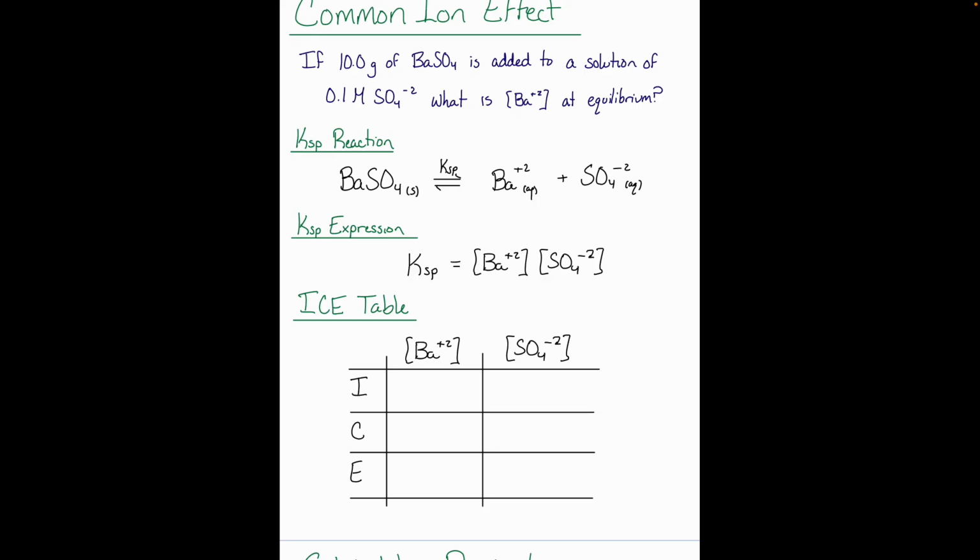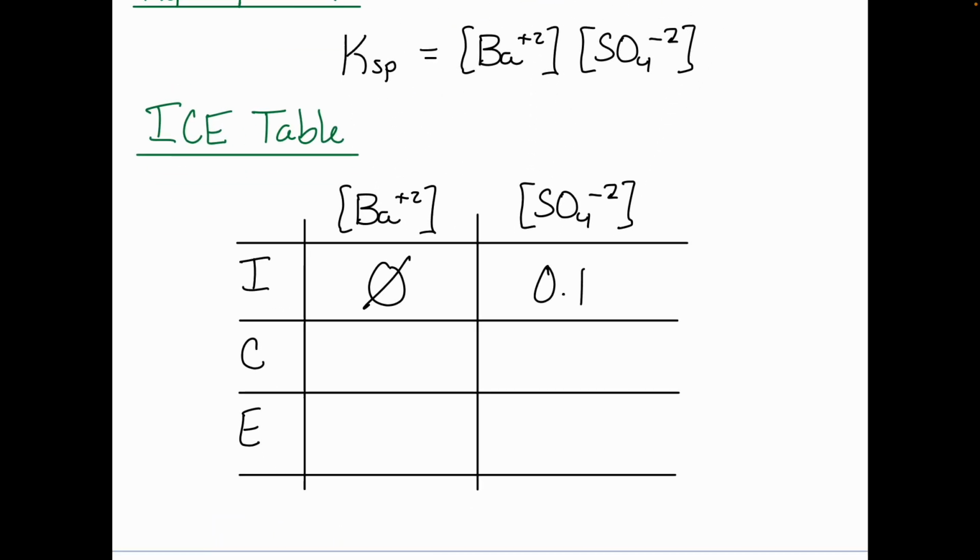All right, so what's going to be the difference in my ICE table between when I added barium sulfate to water versus when I add barium sulfate to a solution that already contains sulfate ions? It's not going to be in the change section. It's the initial section. Now I initially start out with 0 barium, but I already have 0.1 molar of that sulfate in there. My change section is still that I'm going to increase by some unknown amount, but now I'm going to get x and 0.1 plus x for my equilibrium value.